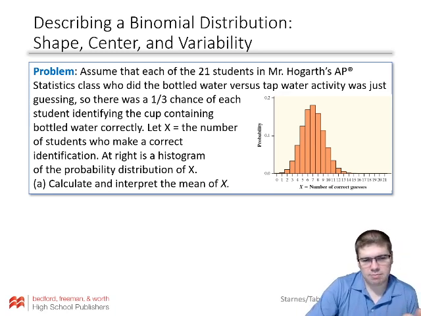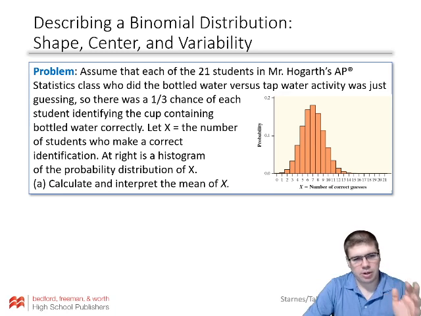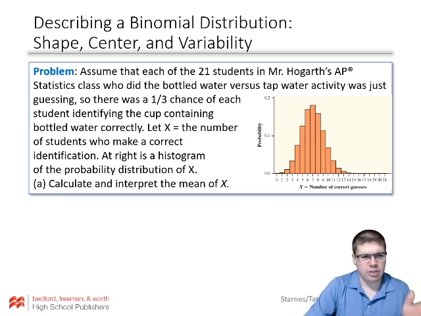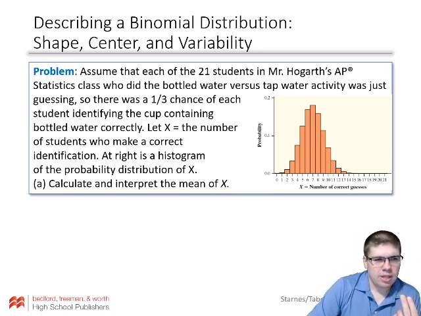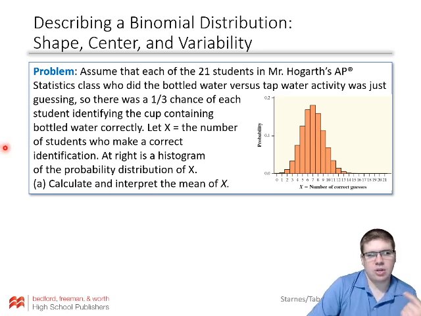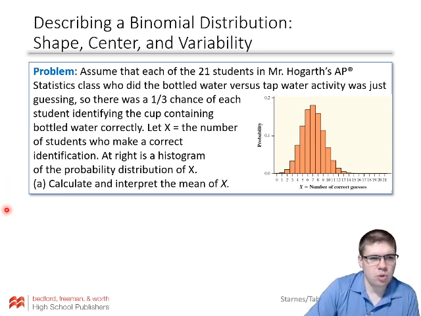They're trying to figure out whether it's bottled water versus tap water. There was a 1/3 chance of each student identifying the cup containing bottled water correctly. Let x equal the number of students who make a correct identification. At right is the histogram of the probability distribution of x. So x is a random variable.